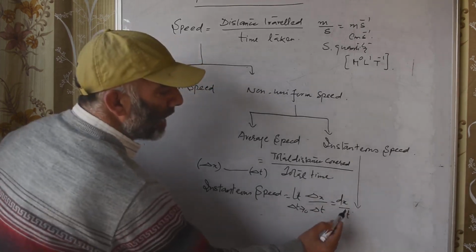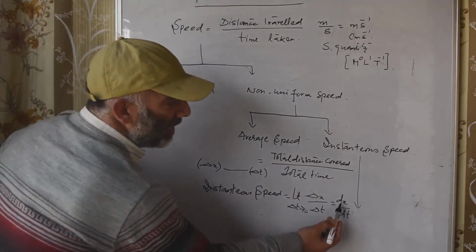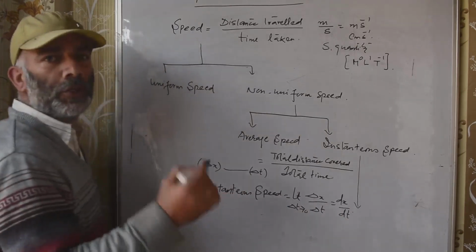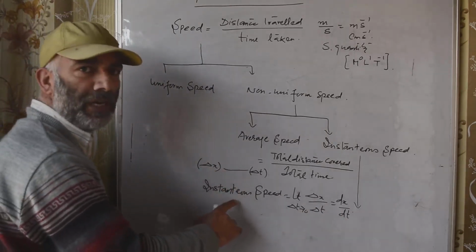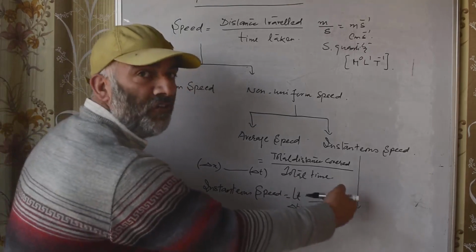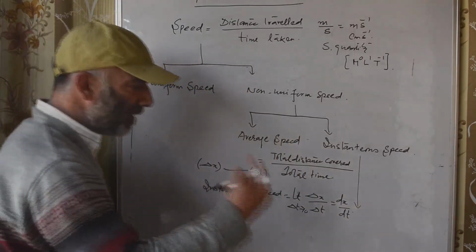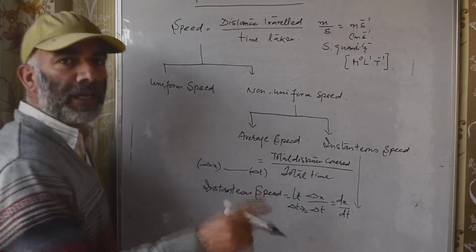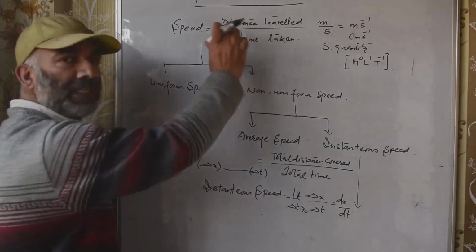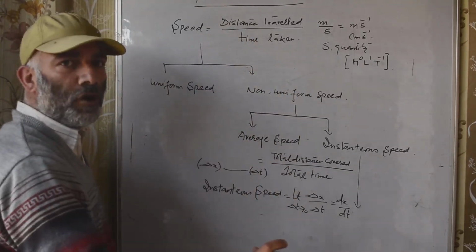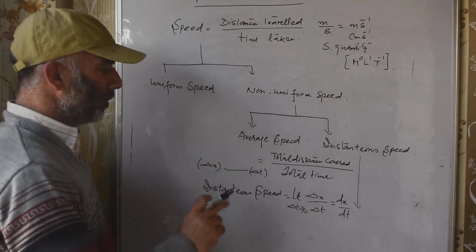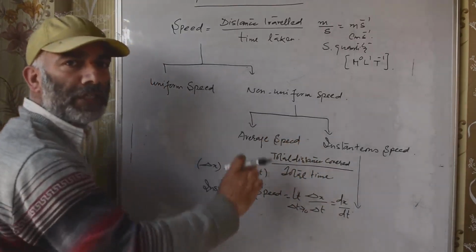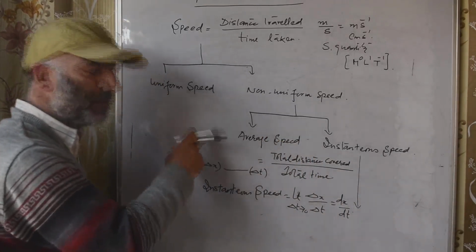The students from the 11th class know that it is basically the differentiation of displacement with respect to time. So remember, instantaneous speed is the first derivative of displacement. When we differentiate displacement with respect to time, we get instantaneous speed. Instantaneous speed also has the same units and the same dimensional formula as that of speed. So if the body has uniform speed, what will be its instantaneous speed? The speed of the body.